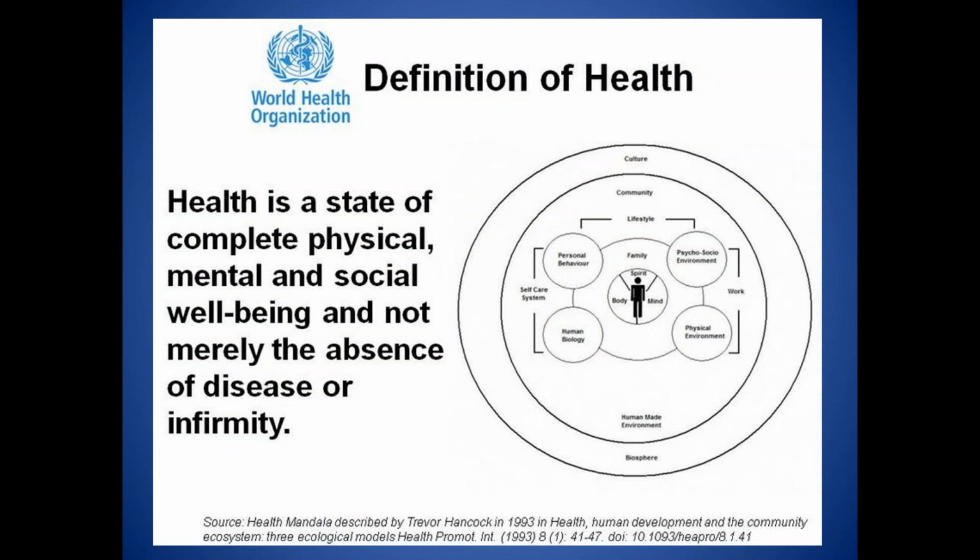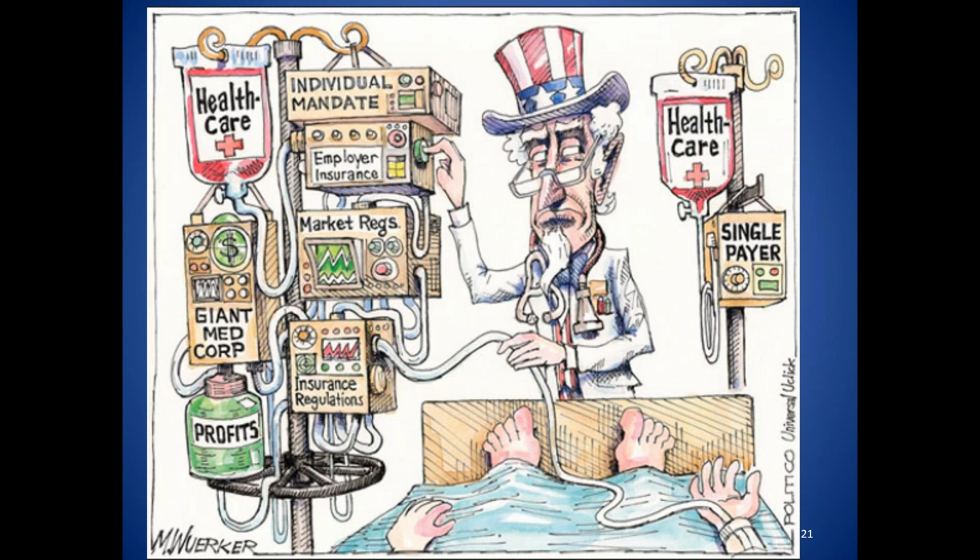Okay, as I mentioned, if you were in the previous session, you talked a bit about systems. I always go back to the World Health Organization definition of health and the various components in this illustration: culture, community, lifestyle, self-care system, working environment, family, and how all of those things as a system contribute to health. So I think that it just represents an example.